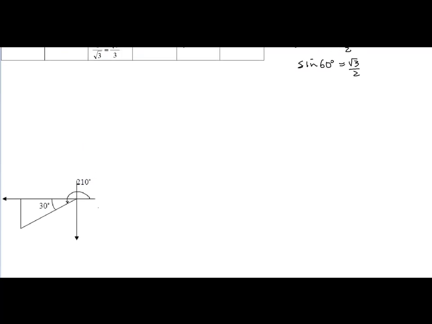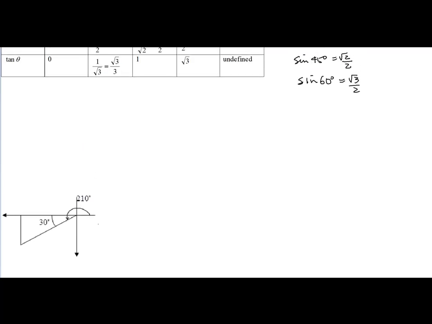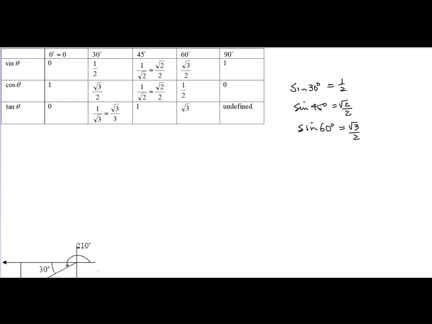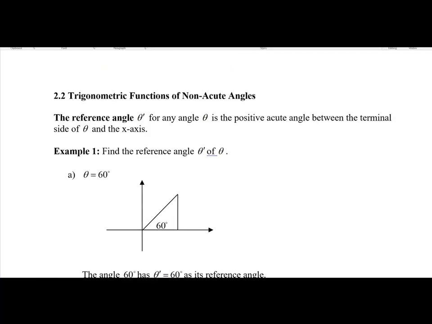These are the numbers you must memorize to follow the next sections. Now, section 2.2 is about trig functions of a non-acute angle, bigger than an acute angle, the angles that sit in quadrant 2, 3, or 4. For these angles, we use a reference angle. What is a reference angle? A reference angle is a positive acute angle formed by the terminal side of the angle theta and the x-axis. And it has to be acute and positive.